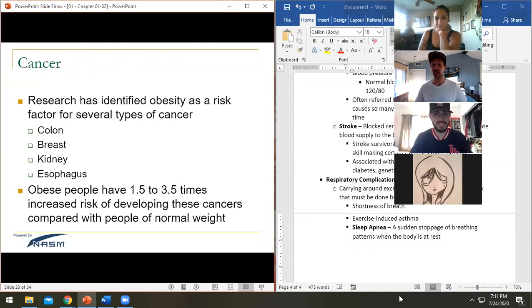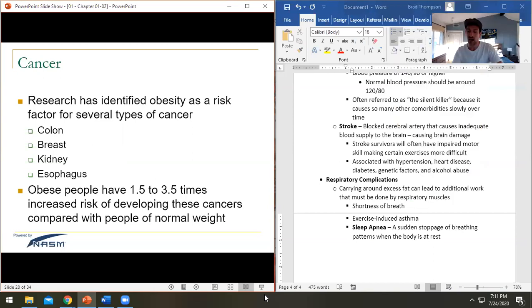That's awesome. I mean, look at, again, like we're seeing in real time, right? That's a great story, both of those, about how it's not always about how you look. It's about having an improved quality of life. That's the key thing we're looking for here. Sleep apnea: sudden stoppage of breathing patterns when the body is at rest.